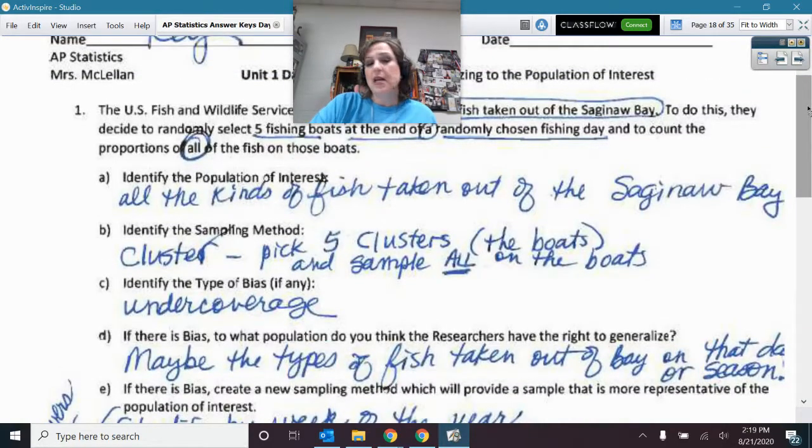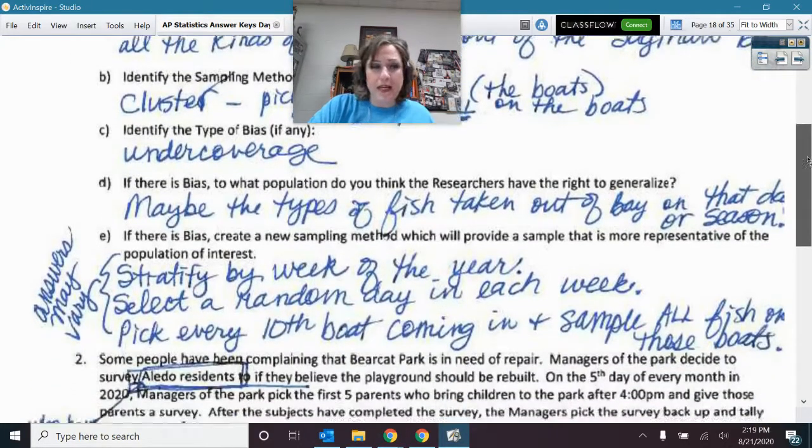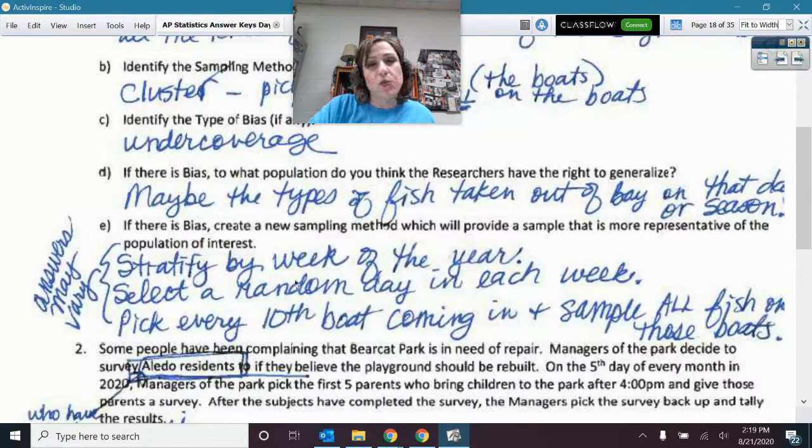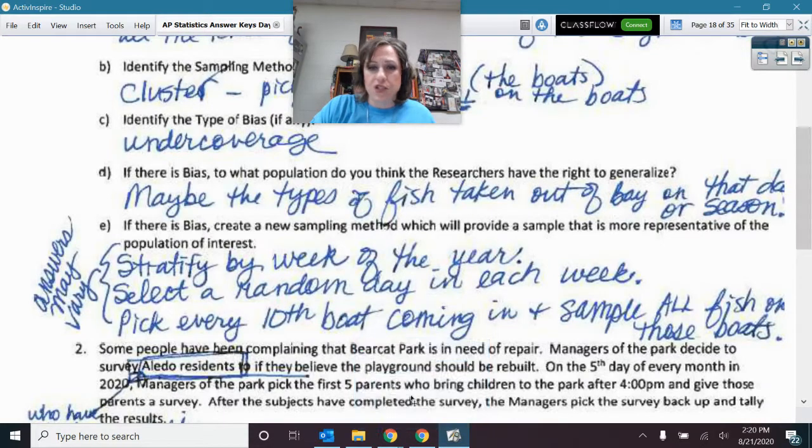It says if there is bias, to what population do you think they could generalize? Well, maybe the types of fish taken out of the bay that day or that season. Plus, I still think of making sure you got all the kinds of boats. Here is another option, here's the way I thought. Maybe stratify by week of the year. So you go 52 different weeks and then randomly select a day out of those. Or maybe you could pick every 10th boat coming out of those samples of those days, and so on and so forth. So there are the answers for that problem.